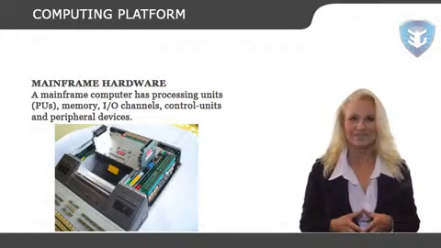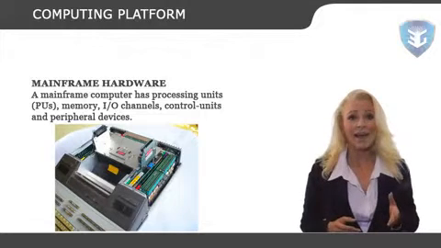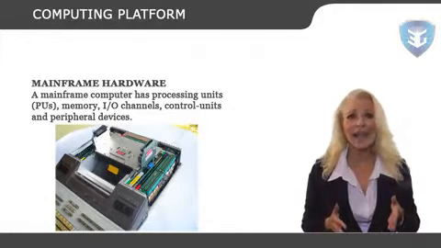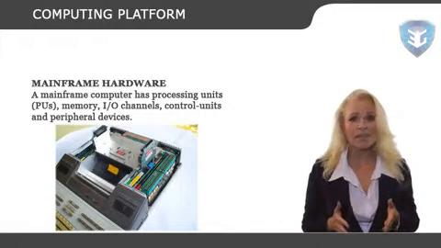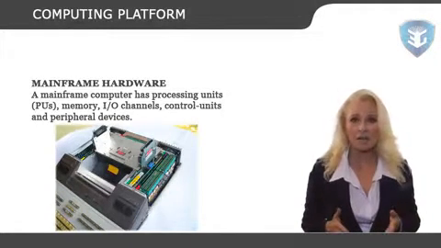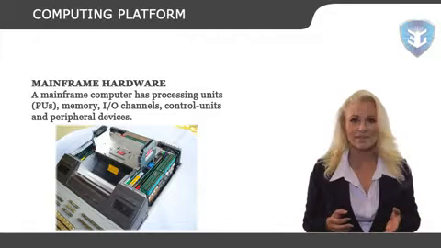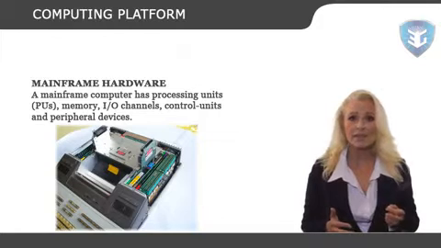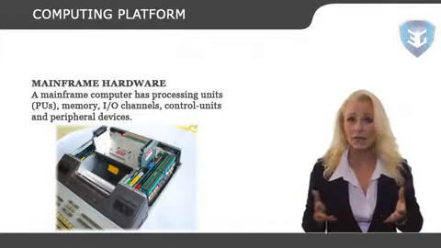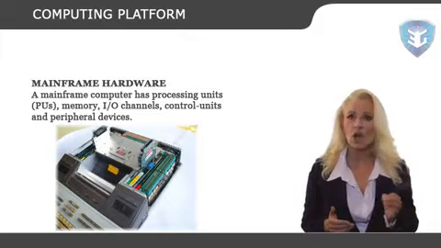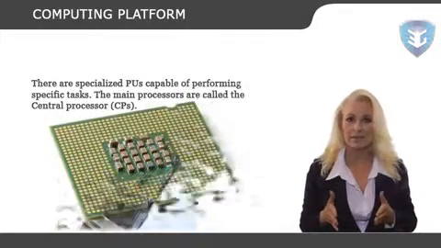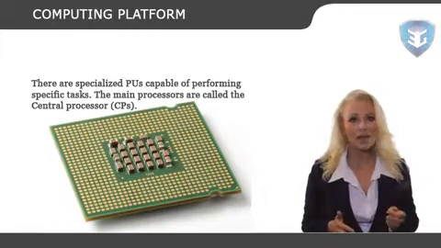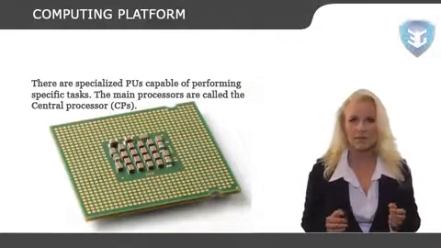Mainframe hardware. A mainframe computer has processing units, PUs, memory, I/O channels, control units, and peripheral devices. A processing unit, PU, is the brain of the mainframe computer that executes instructions. A mainframe computer has many processors. The total of all processor units, PUs, are inside a cage, frame, called the Central Processing Complex, CPC. There are specialized PUs capable of performing specific tasks. The main processors are called the Central Processors, CPs.